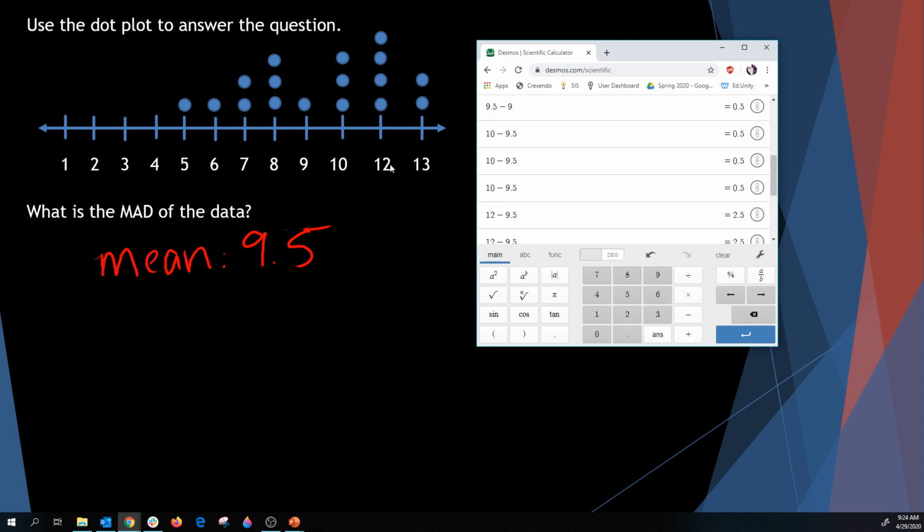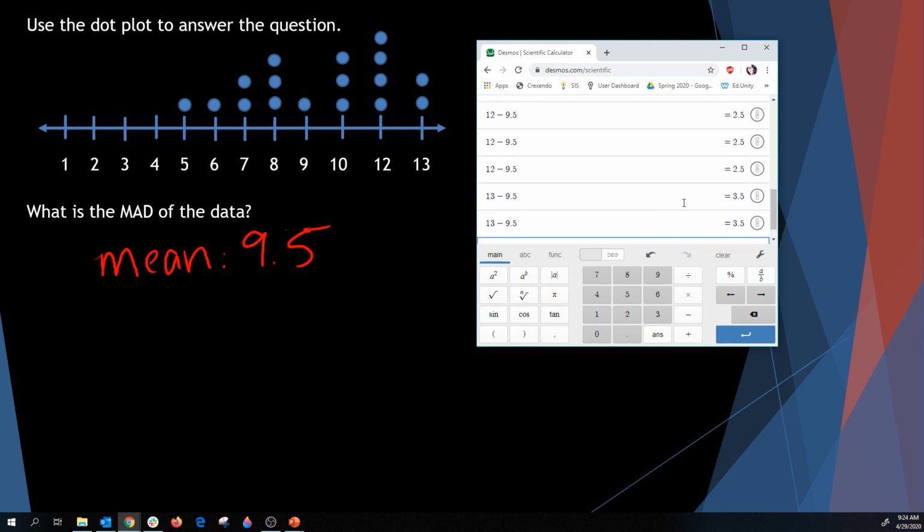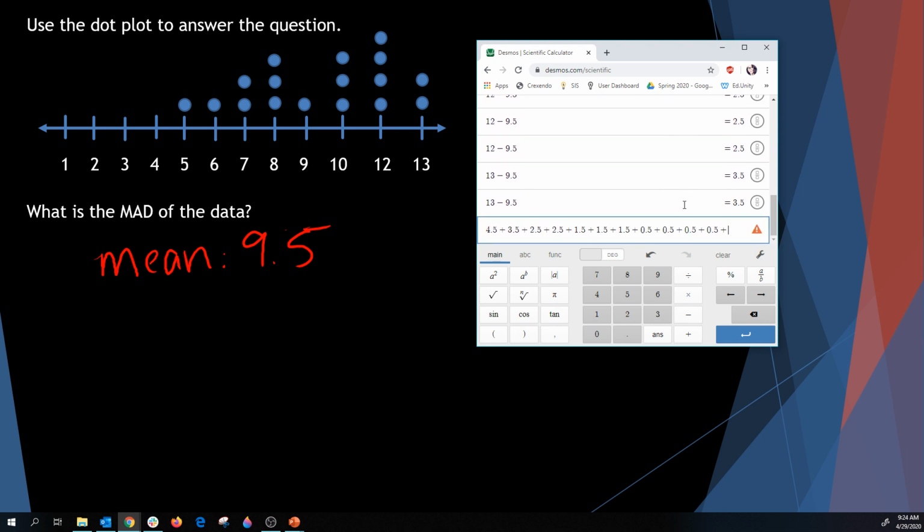Oh, that's why. I skipped 11 on my number line. Interesting. Oh well, we'll roll with it. Pretend there's an 11 there and there's no dot. Counting is hard sometimes, you know. Let's do 2.5 4 times. So 1, 2, 3, 4, and then we have 3.5 twice. I forgot my 0.5. This is why I say always double check.